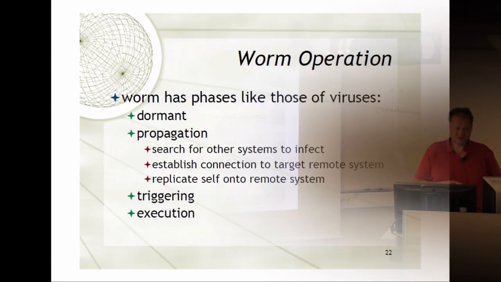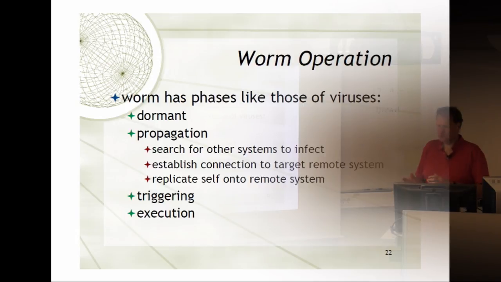replicate onto that system. Now, to do that, the worm itself runs as its own process in the first system. So that's why it doesn't need a host. It runs as its own process, its own application. When it wants to get to another system, that means it needs to be able to start up a new process in that system and get its code over to the other side.